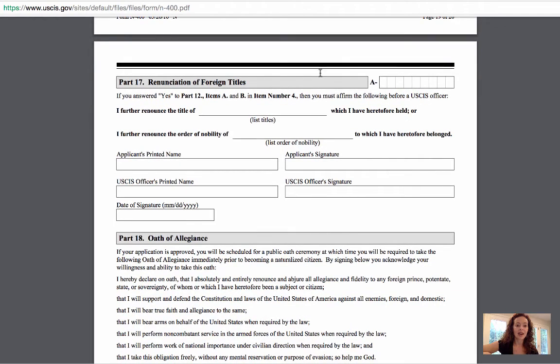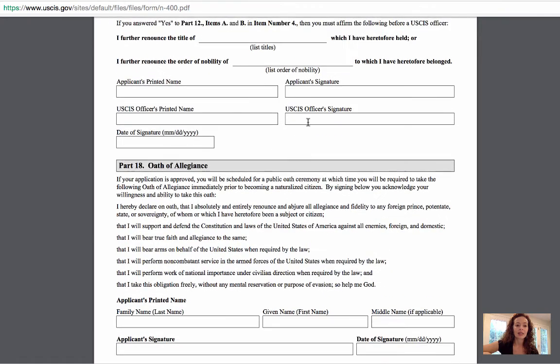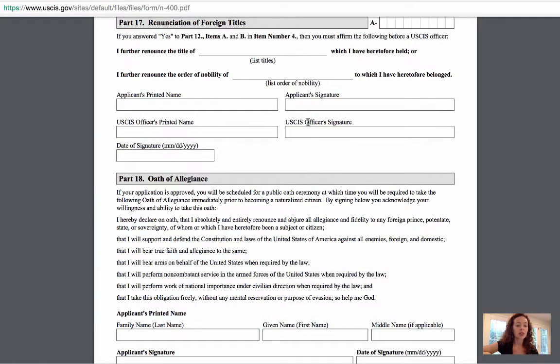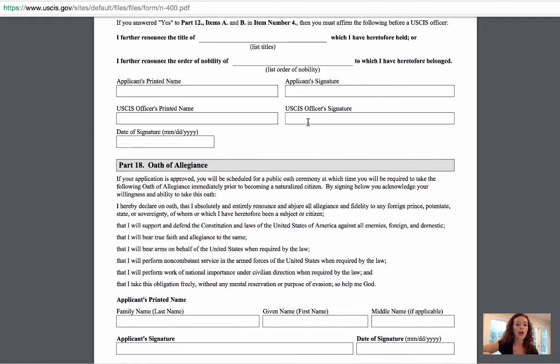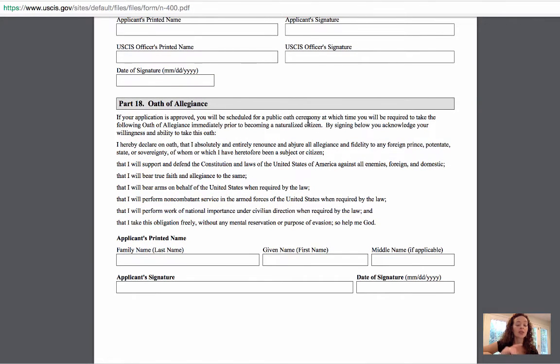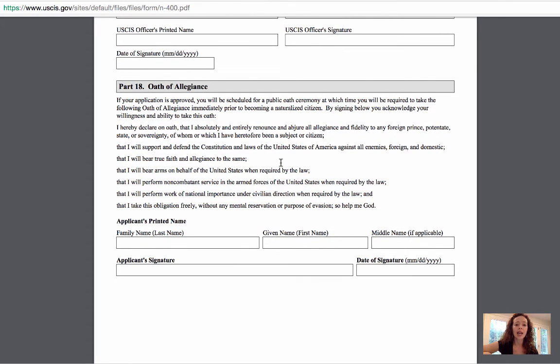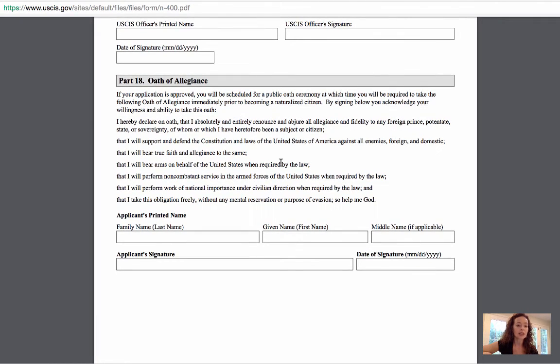All right, now, last but not least, and remember, you're not going to touch Part 16, 17, or 18 until you get to the interview and the officer will tell you what to do. Don't sign, but please send this page in. I've had people get their entire application back because they forgot this part. All right, again, the oath of allegiance, do not complete this part. The USCIS officer will ask you to complete this part at your interview.